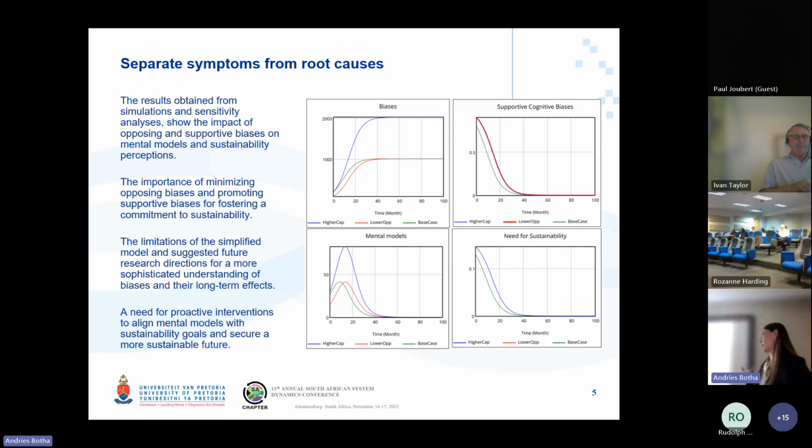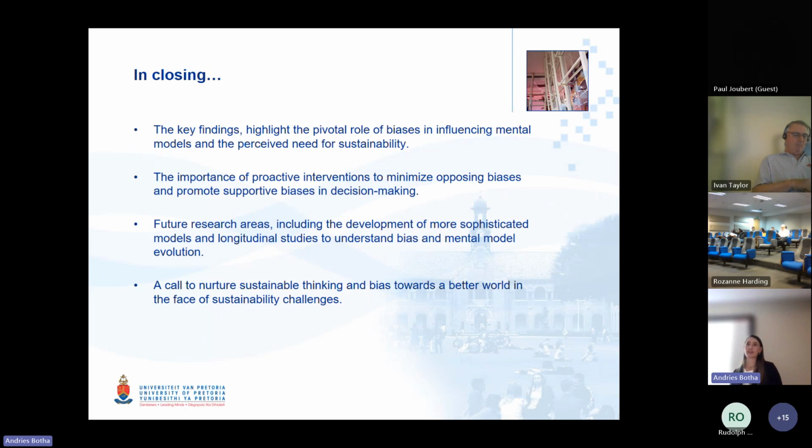We can use this practically to make sure that at the start, we know it's important to have supporting biases. Initially we need interventions to make sure that the mental models of the consumers are more sustainably driven and in the right direction. But later on you can see it doesn't matter that much anymore. That's actually showing you the urgency of why we need to make sure that consumers and policymakers have the correct mental model at the start.